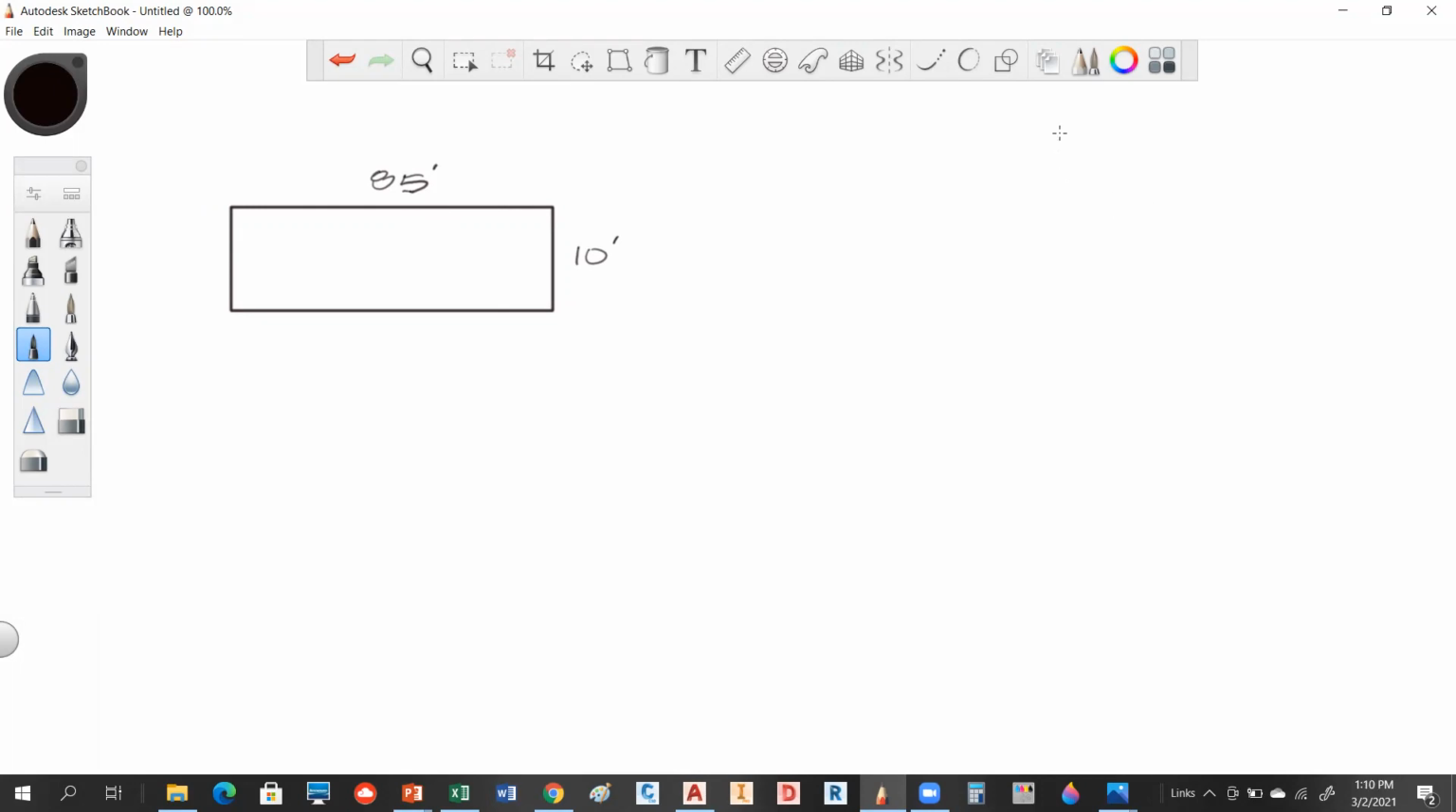Okay, so it tells us we're using a tape. It's a 100-foot steel tape. That's what it's calibrated at. Okay, that's called the nominal distance. Nominal.